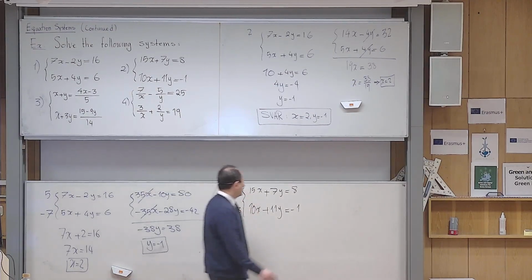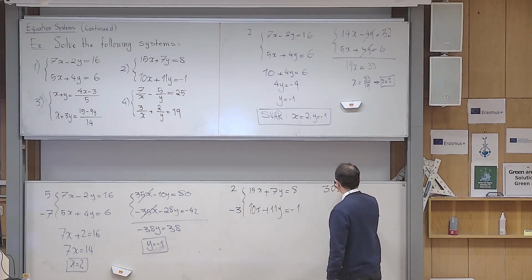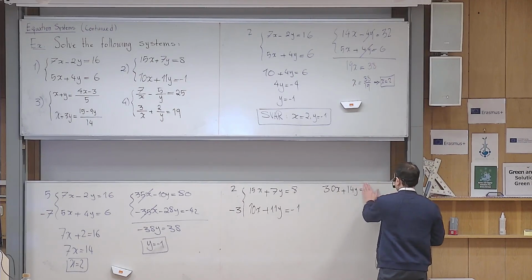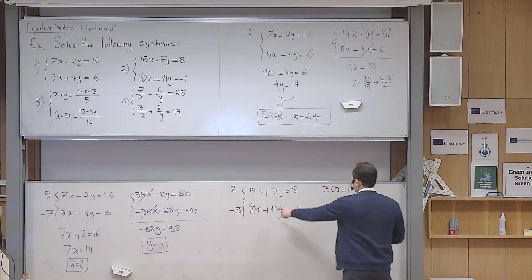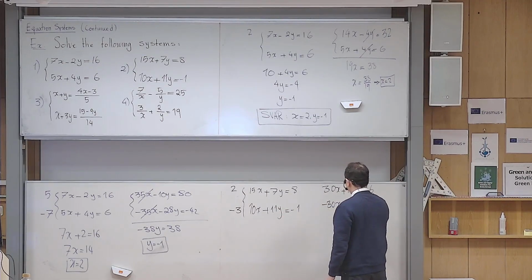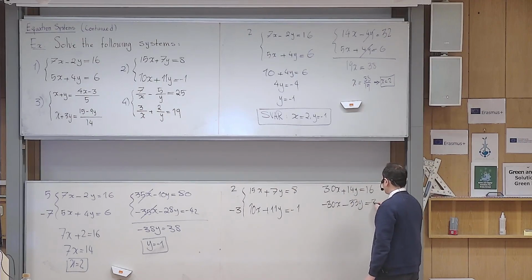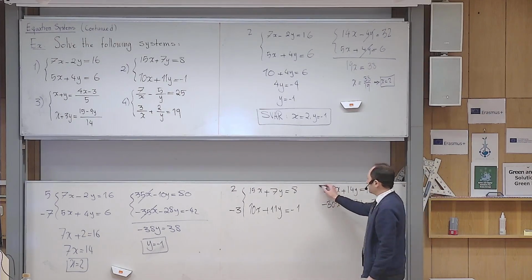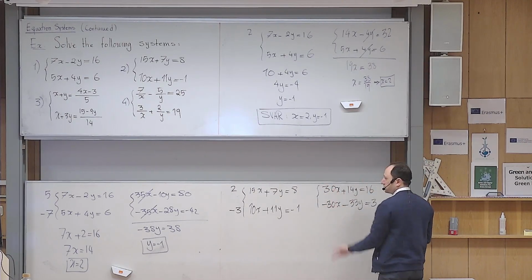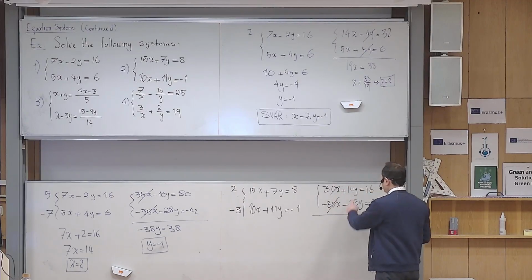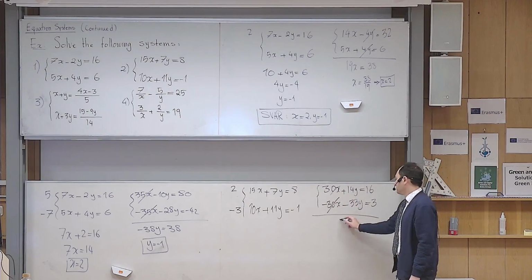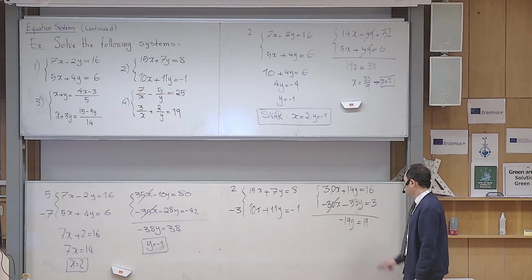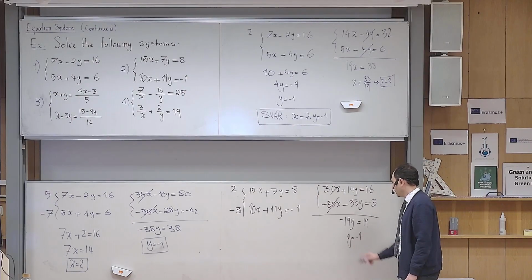Why? Because if I multiply this by 2, it becomes 30x plus 14y equals 16. Be quiet, please. And then this becomes minus 30x minus 33y equals plus 3. I multiply this by minus 3, this by 2. Then I achieve the goal because my goal was to make them opposite. I did. So when I add them, they are gone. This one and that one is how much? Minus 19y. And this is positive 19. So y becomes minus 1.